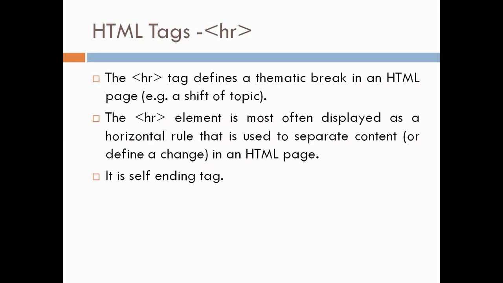The HR tag is a self-ending tag. Now what is a self-ending tag? A tag which is ended by itself is called a self-ending tag. Like in the previous example, we have written the body starting tag as well as the closing body tag. So it is not a self-ending tag, because it requires an ending tag as well as a starting tag. But in case of HR tag, it does not require an ending tag. So it is known as a self-ending tag.